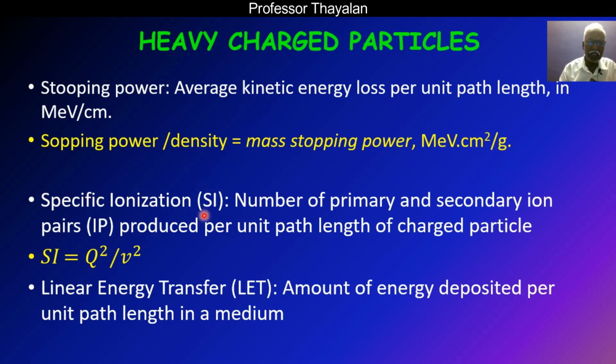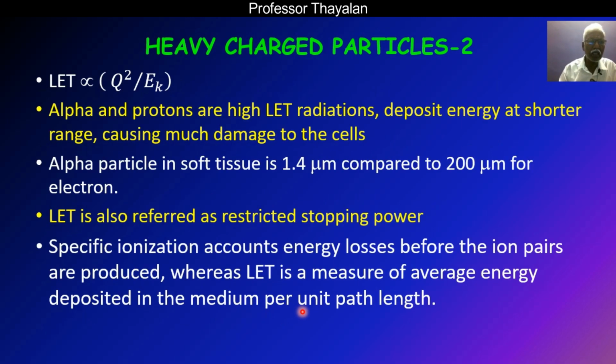What is specific ionization? It is the number of primary and secondary ion pairs produced per unit path length of the charged particle. It is given by specific ionization equal to q square by v square. Q is the charge of the particle, v is the velocity of the particle. In addition, we can also define linear energy transfer, that is LET. It is the amount of energy deposited per unit path length in a medium. The LET is proportional to Q square by Ek, where Q is the charge of the particle and Ek is the kinetic energy of the particle.